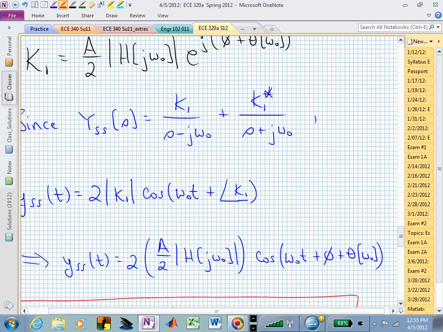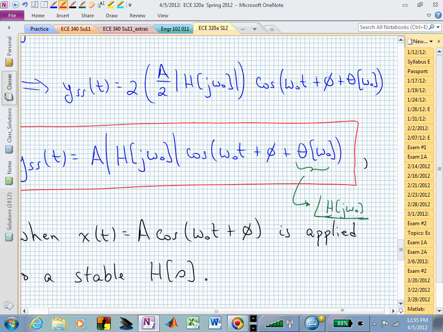And all we have done is this: the original excitation, x of t, had an argument of omega naught t plus phi, and we've now just had to adjust that phase by the angle of our transfer function at that frequency omega naught. And that's what I've tried to indicate here in red.